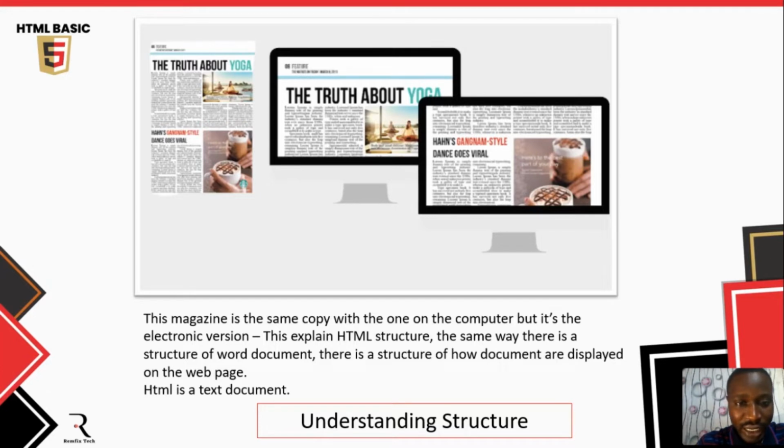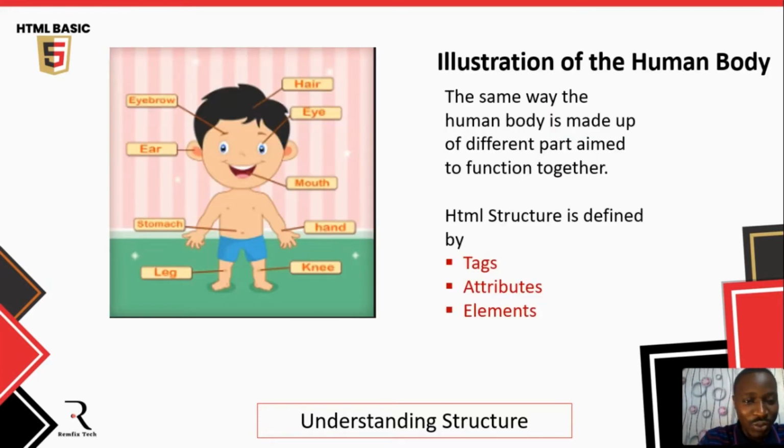All right, let me go to my next slide. I have this illustration of a human body, this handsome boy here. You observe he has so many parts together: the eyebrow, the eye, the stomach, the leg, the knee, the hand, the mouth. This makes the body a structure that can function. In the same way, to understand HTML structure, there are three important things that we need to understand: tags, attributes, and elements.